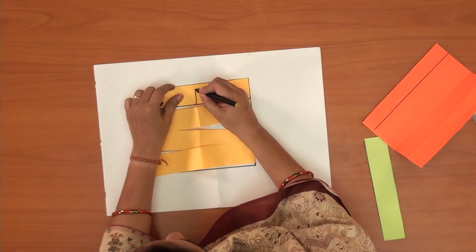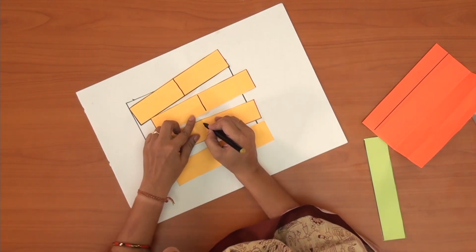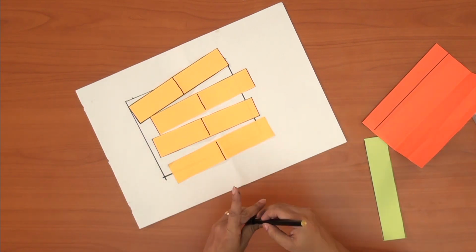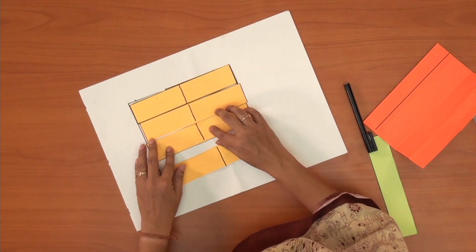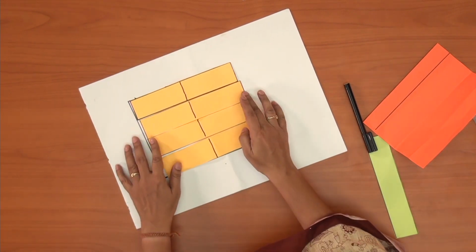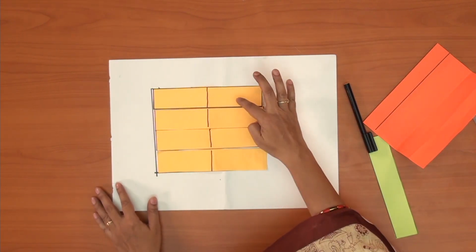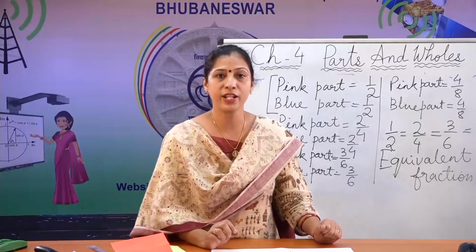So, this is the line which is divided. Now, each paper is divided into 2 equal parts. Now, children, if I put it like this on this rectangle, can you see that it is now divided into 8 equal parts? 1, 2, 3, 4, 5, 6, 7, 8. Now, it is divided into 8 equal parts.